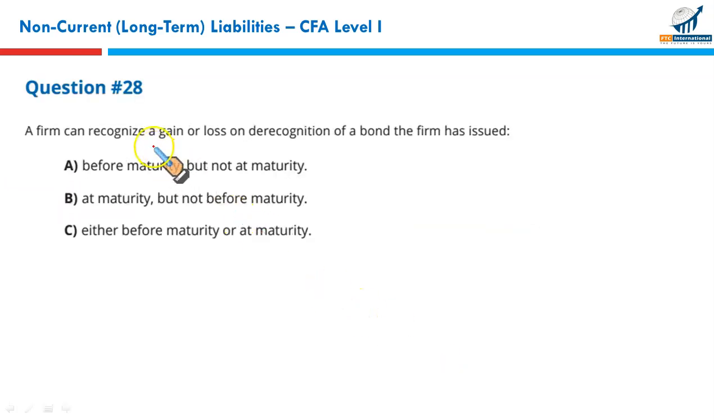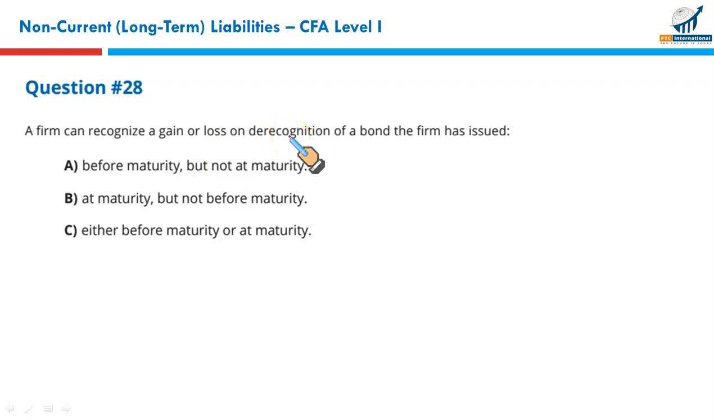A firm can recognize a gain or loss on de-recognition of a bond the firm has issued before maturity, but not at maturity. Now let us have the proper idea what it's all about.